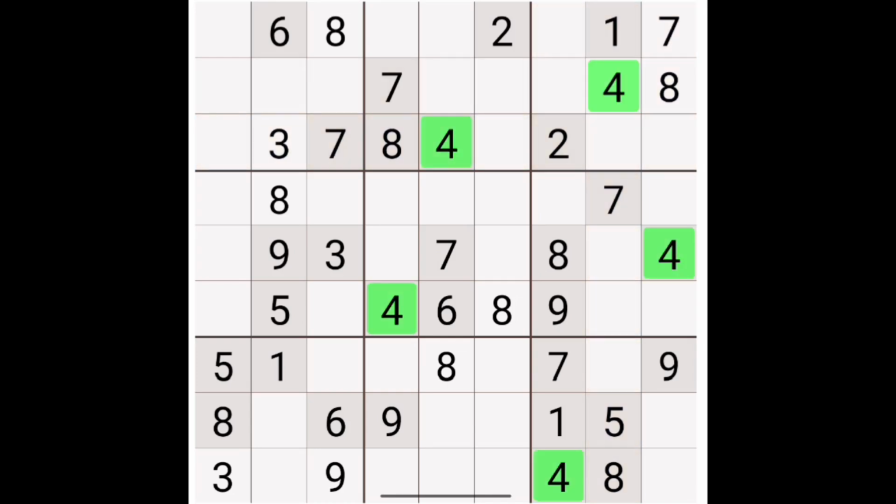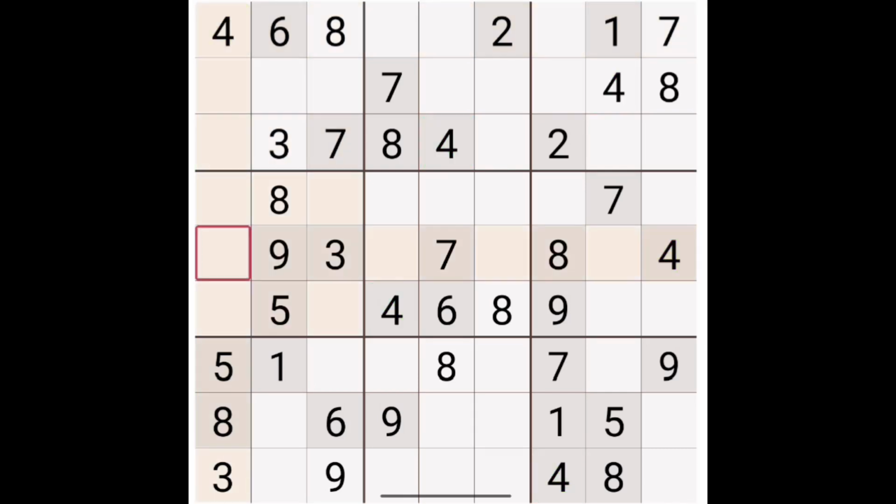Okay. Now let's take the top row. 4 is not there. There is 6, 8, 2, 1, 7. 4 is not there. So let's see. 4 cannot come here because 4 is in the same box. Okay. Now 4 cannot come here because 4 is there in the same box. Okay. So 4 will come here.